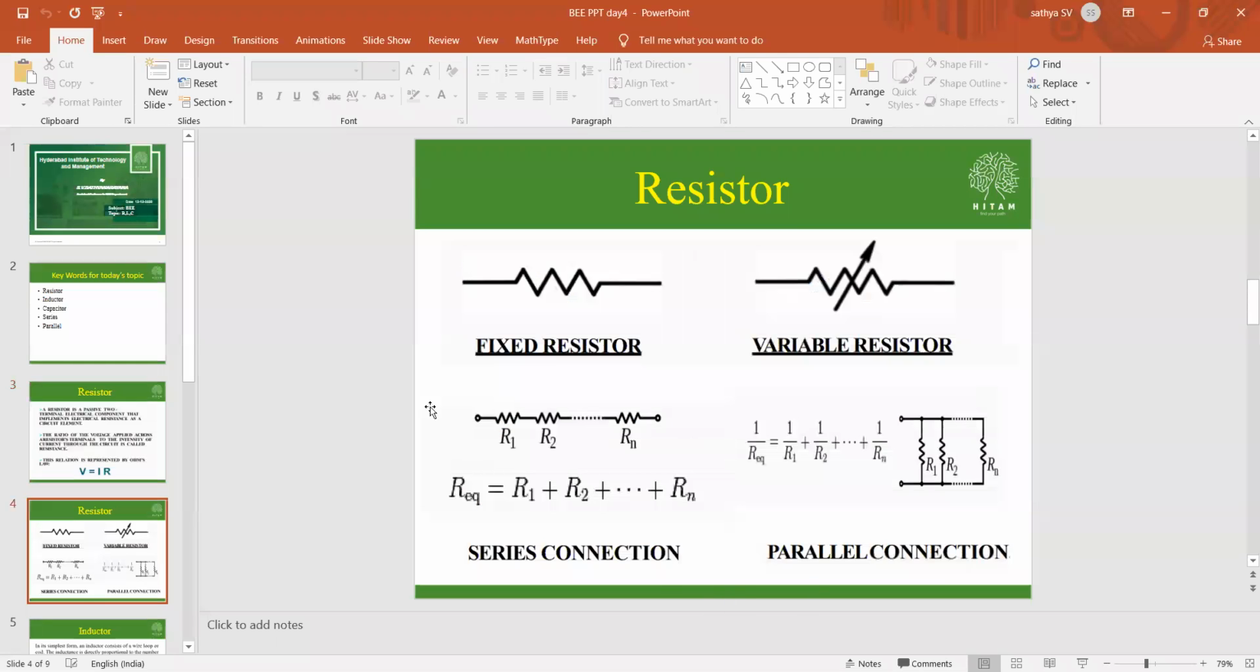Right. And these are the symbols: the resistor, that is the fixed resistor symbol, and the variable resistor symbol. And as a summary, the series combination of n resistors, the parallel combination, and the equivalent resistance formulas.